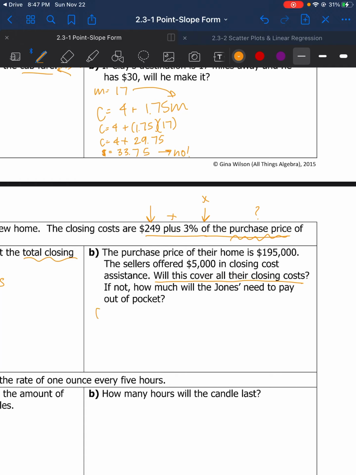So we defined this as C is equal to 249 plus 0.03 times the purchase price, which here is $195,000. So C is equal to 249 plus 0.03 times 195,000. This is equal to 249 plus 5850, and if we add those together, we get $6,099. Okay, so they offered $5,000 in assistance. Will this cover it? So this says no, it does not cover it.